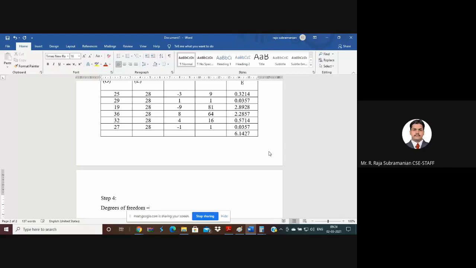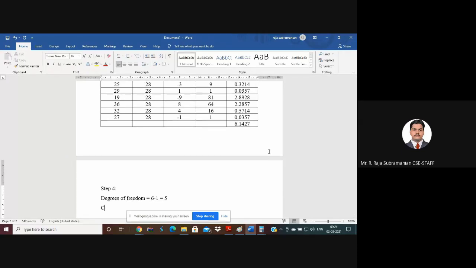5, sir. Great. How? 6 minus 1, sir. Degrees of freedom is n minus 1, 6 minus 1, 5. Very good. And we need to take the significance level.